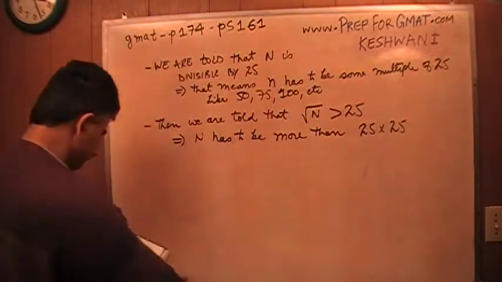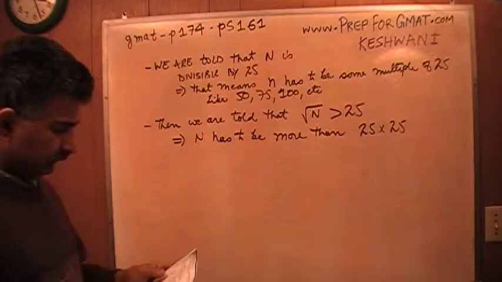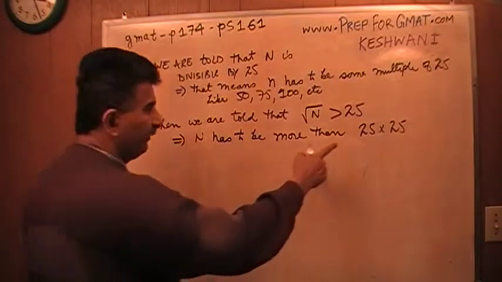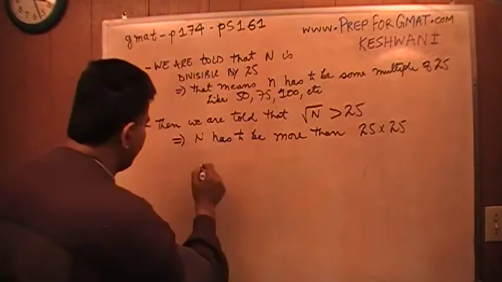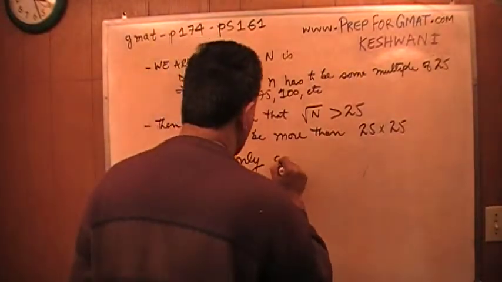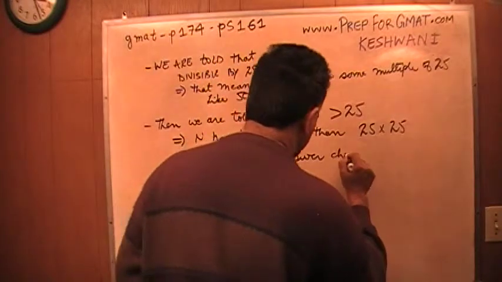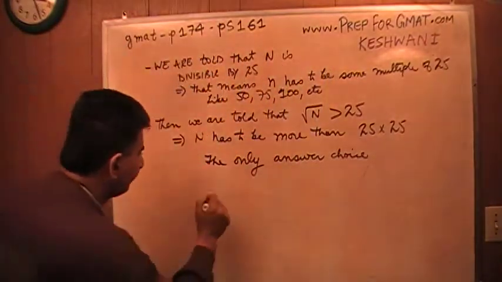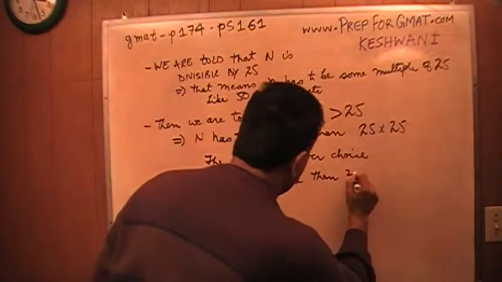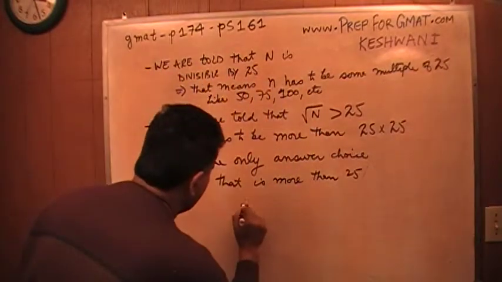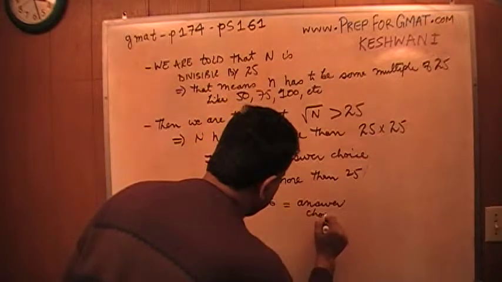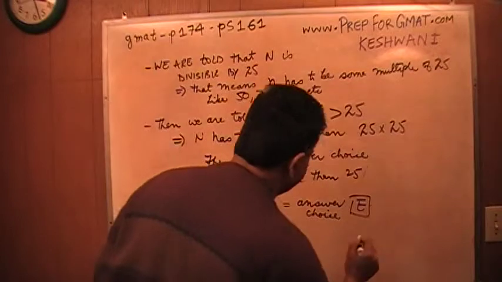Let's keep on going. Well, that's it, we're done. If you understand that part, that n has to be more than 25 times 25, then we're done. The only answer choice that is more than 25 is 26, which is answer choice E. That's all.